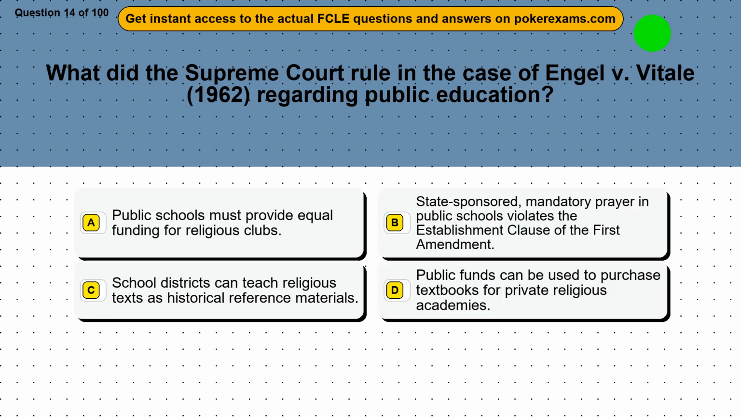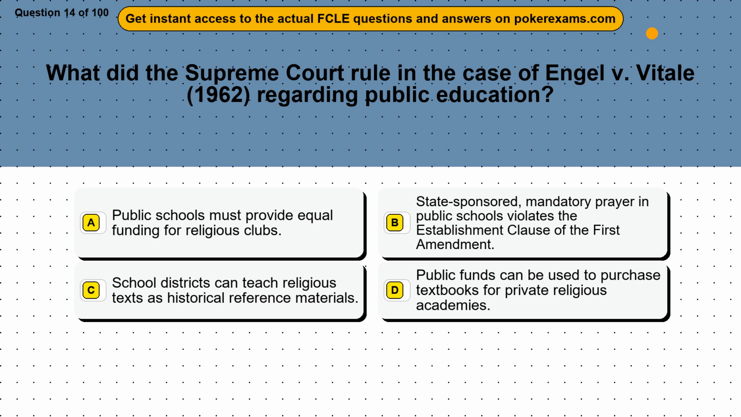Question 14. What did the Supreme Court rule in the case of Engel v. Vitale, 1962, regarding public education? Option A, public schools must provide equal funding for religious clubs. Option B, state-sponsored, mandatory prayer in public schools violates the Establishment Clause of the First Amendment.